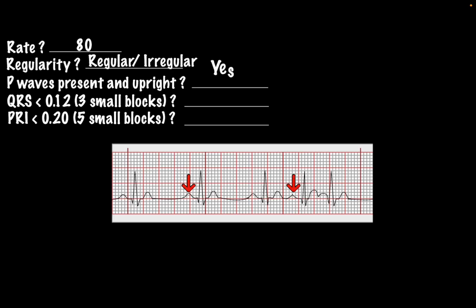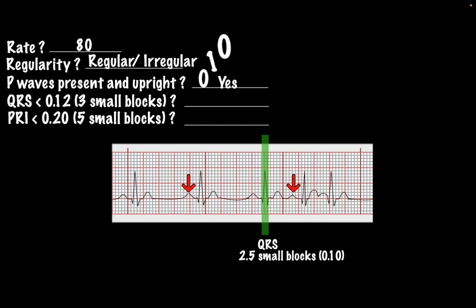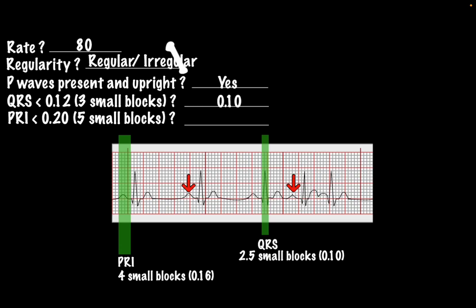So what we're doing here is we're actually trying to identify the individual rhythm, and then we're going to identify the actual beat. So let's measure that QRS. That looks like it's about 2.5 small blocks. So we'll call that 0.10. PRI, that's 4 blocks again. So 0.16. We'll put that in there. So what we're going to call this, since we have a regular rate of 80 and all the other criteria are within normal limits, is a sinus rhythm with a PAC.